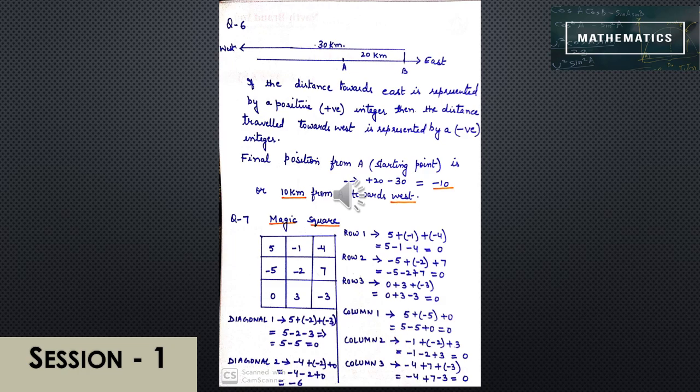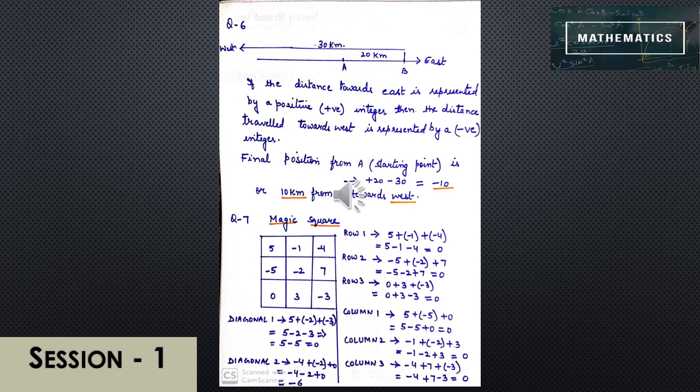If we consider east direction, it will be denoted as a positive integer, and if we consider the west direction, it will be denoted as a negative integer. Now let's start. If the distance towards east is represented by a positive integer, then the distance traveled towards west is represented by a negative integer.